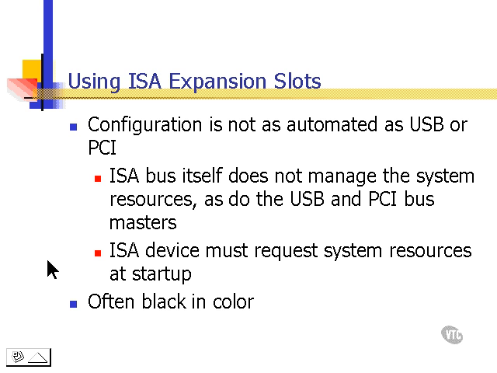These ISA expansion slots are often black in color or a darker color than the PCI slots. So that's how you would recognize them on the motherboard. When devices are installed in a computer, whether they configure themselves or whether we configure them manually, conflicts can occur.